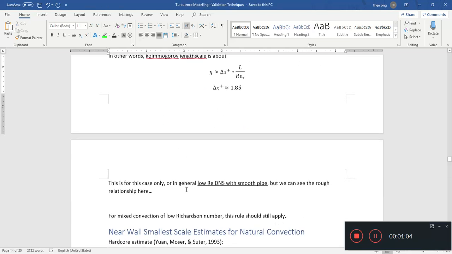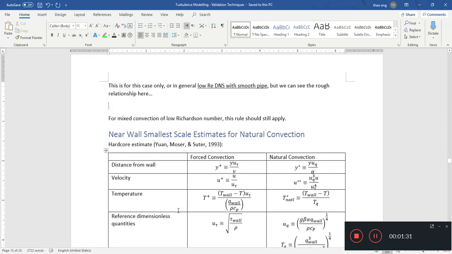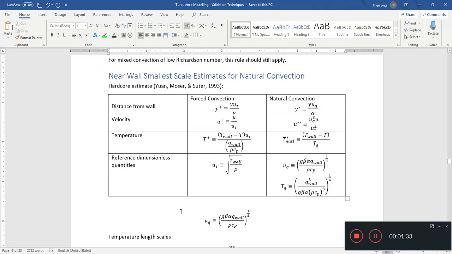And of course, if you want to carry this over to mixed convection, especially those with low Richardson number, meaning the flow is dominated by forced convection rather than natural convection, then this rule should still apply. Alright, the more difficult case to deal with is actually natural convection. So you can also kind of use the same rule.